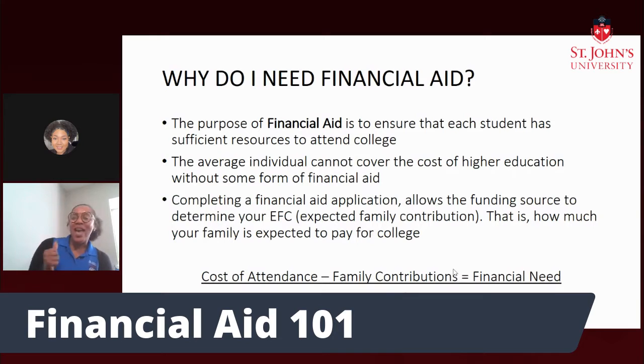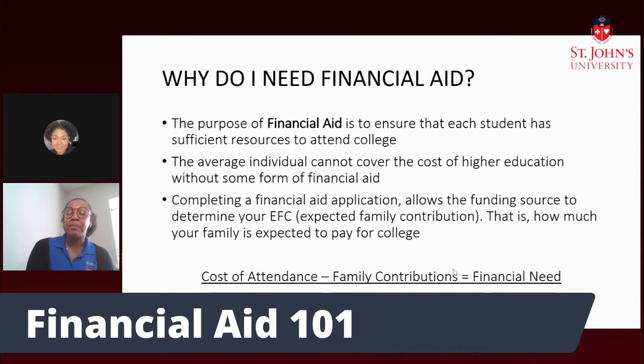But thankfully, we have lovely FAFSA and we have TAP as well, okay? And so completing your financial aid application, that's why you're submitting all of your personal information, how much money you're making, income tax, bank statements. This is going to help the funding source determine how much your family is expected to pay for your college education, okay? So for some people, they have a really low family contribution. So my family income is really low, so they're not expected to contribute as much to my college education.